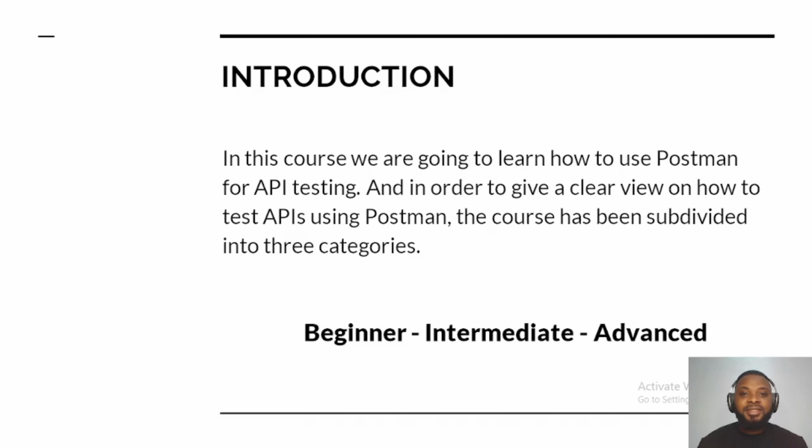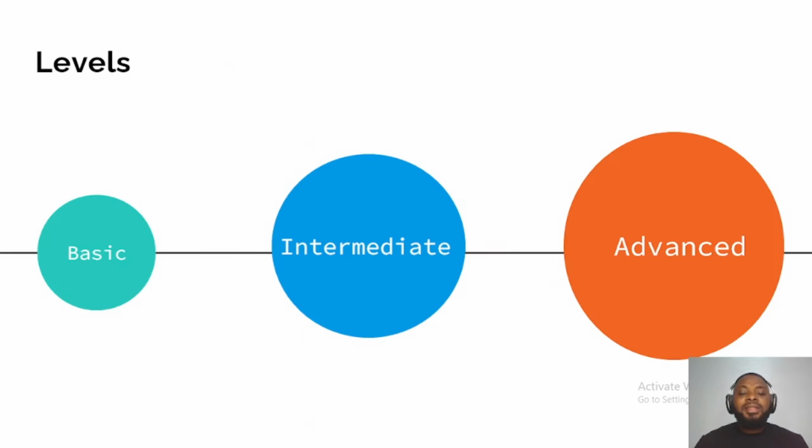Welcome to Metrics. In this course, we are going to learn how to use Postman for API testing. And in order to give a clear view on how to test APIs using Postman, the course has been subdivided into 3 categories: beginner, intermediate, and advanced. Now, these categories have been carefully curated to ensure that every learner is able to transition from one level to the next, and also own what they have learned within each level.